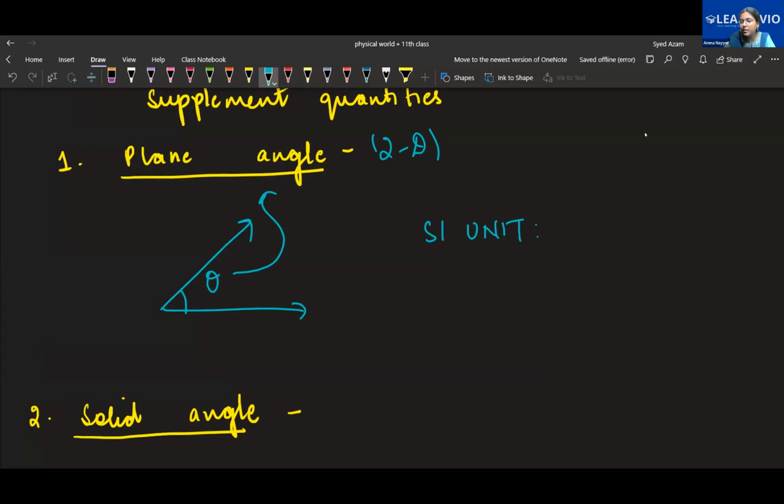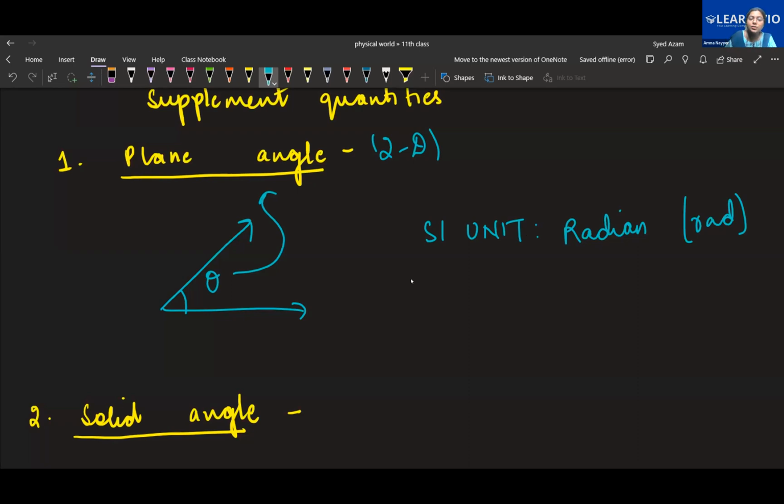Angle. Radian. Radian. Very good name. Yes, it's radian, correct. It is represented by RAD. And how is plane angle represented? Theta, which you have been using in your 10th class, sine theta, cos theta.